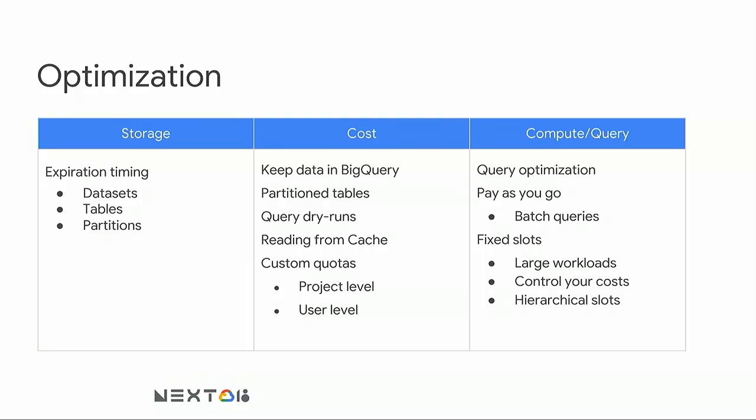With storage, a lot of data warehouses have SLAs to keep data for X number of days. That could be 100 days, 200 days, 300 days, whatever. And after that, the team has to remove that data either by building it into a process or doing it manually. With BigQuery, you can actually set an expiration time for any data set, table, or partition, and BigQuery will automatically remove that data and clear up storage for you.